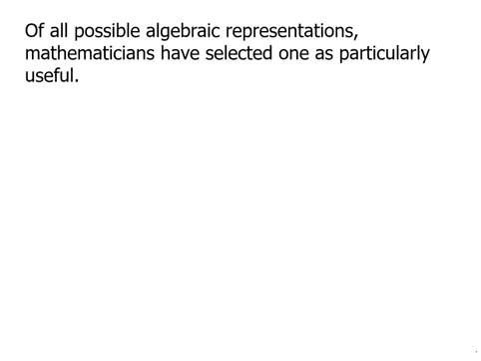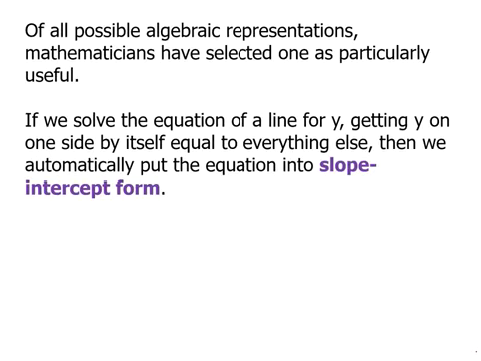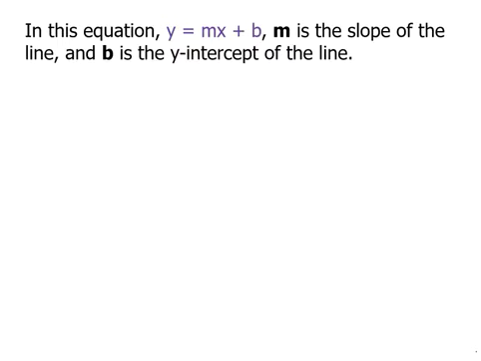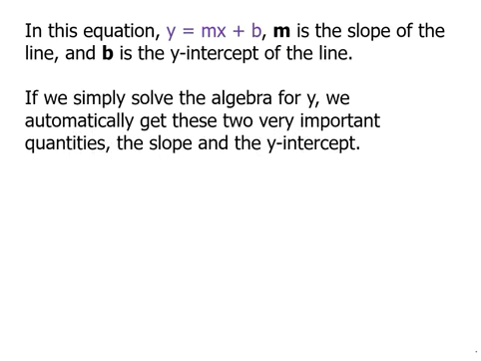That's an important idea. Of all possible algebraic representations, mathematicians have selected one as particularly useful. If we solve the equation of a line for y, getting y on one side by itself equal to everything else, then we automatically put the equation into what's called slope-intercept form, or y equals mx plus b form. In this equation, y equals mx plus b, m is the slope of the line and b is the y-intercept. If we solve the algebra for y, we automatically get these two very important quantities, the slope and the y-intercept.